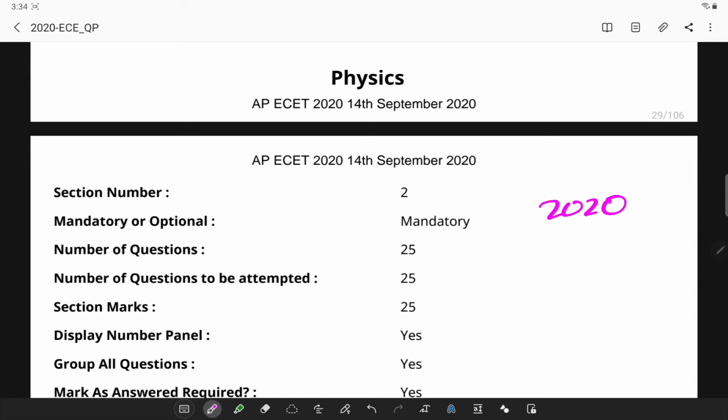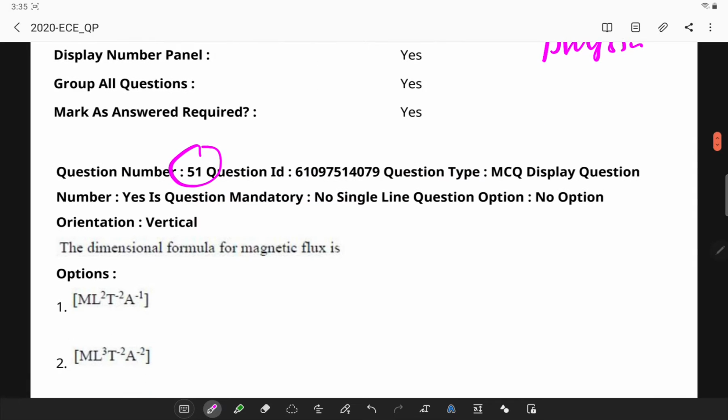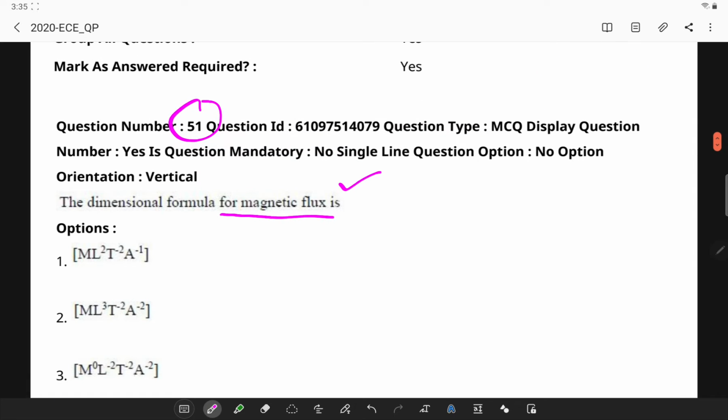Today let's solve 2020 AP EAPCET physics questions. So let's go to the first question. What is the dimension formula for magnetic flux?